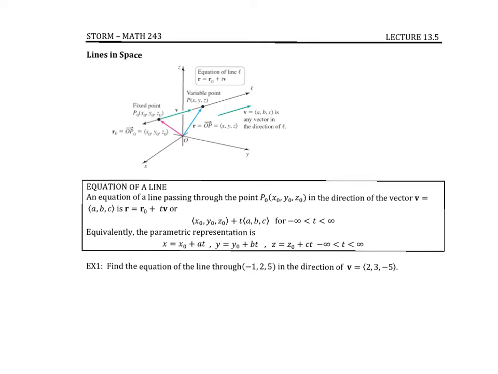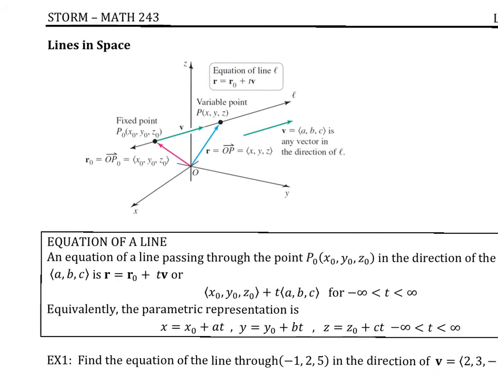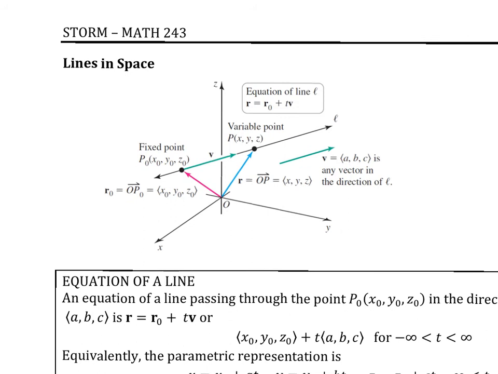In this section, we're going to look at lines and planes in three-dimensional space. The most efficient way for us to write the equation of a line or a plane in 3D space is by using vectors and the parameter t. So let's first look at lines.